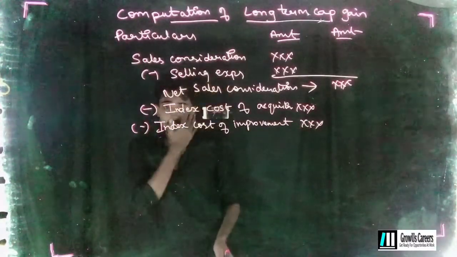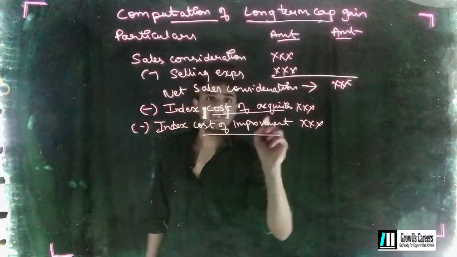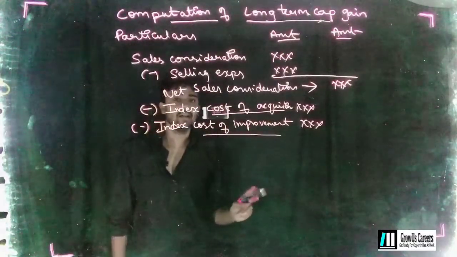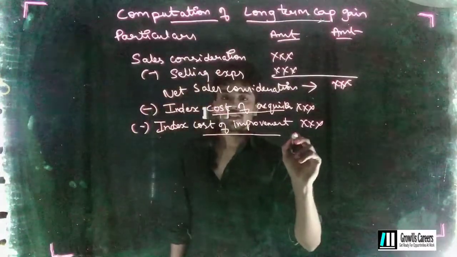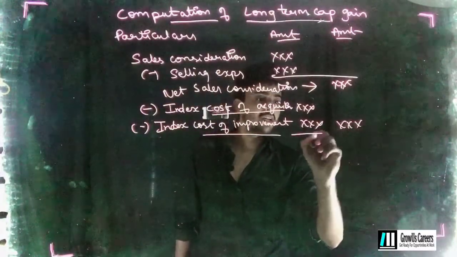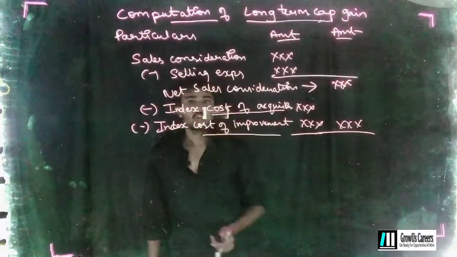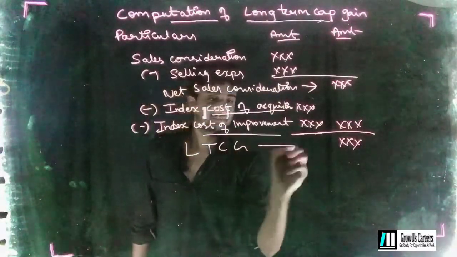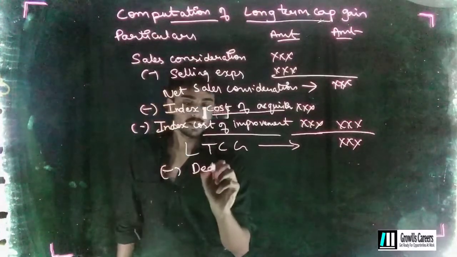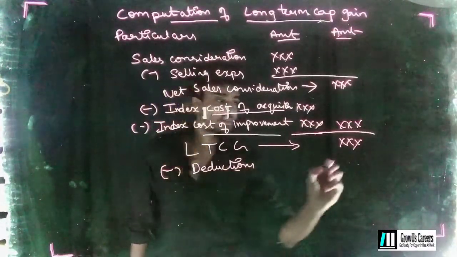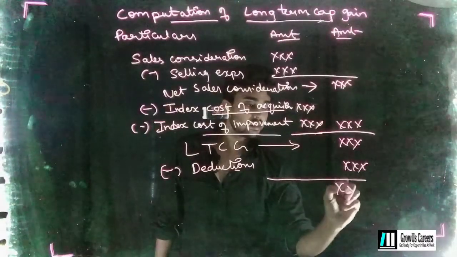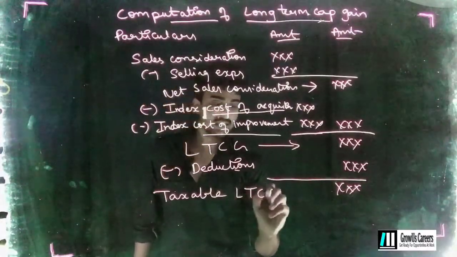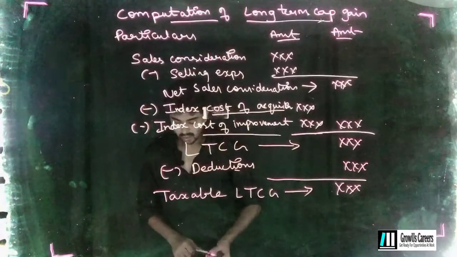So in short-term capital gain it was only cost of acquisition and only cost of improvement, but in long-term capital gain it becomes index cost of acquisition and index cost of improvement. So add this. Now deduct index cost from net sales consideration. We get long-term capital gain. And again deduct deductions. So after deductions, we get taxable long-term capital gain. I hope you have understood till now.